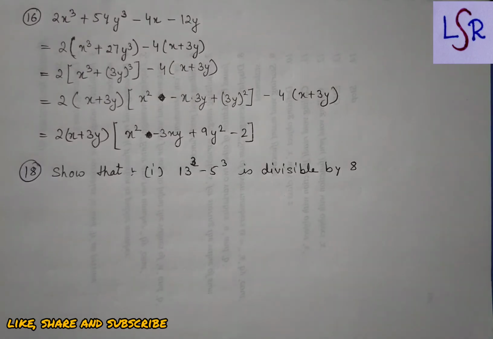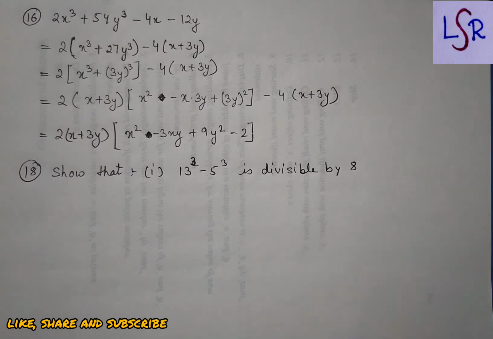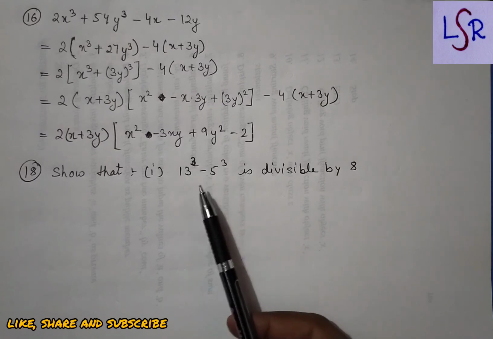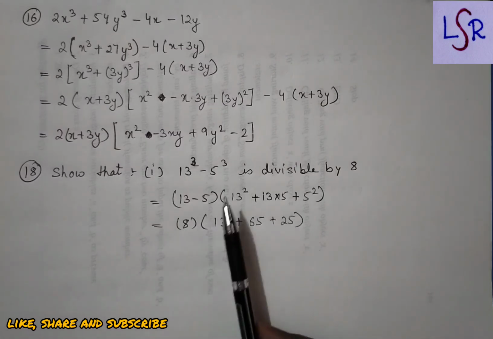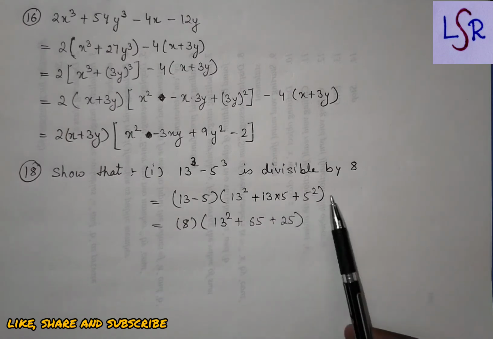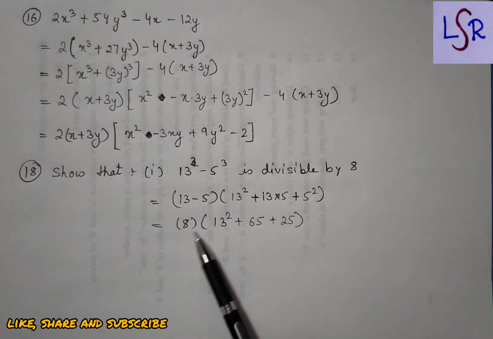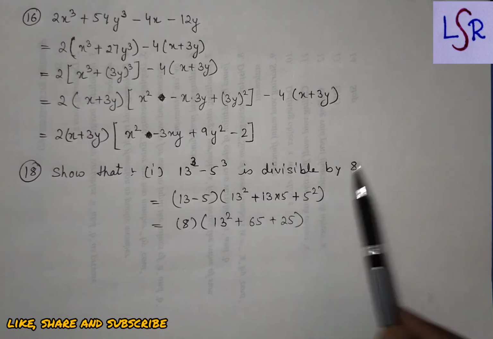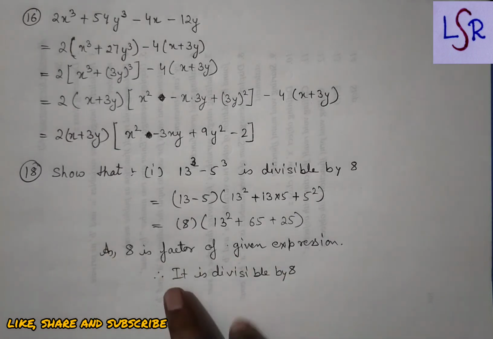Now in the next question, we have to show that this expression is divisible by 8. For that we are going to use the identity of a cube minus b cube for this expression. Now after using the identity we have got this a minus b and a square plus ab plus b square, and on solving 13 minus 5 we got 8. Now as 8 is a multiple of the whole expression, therefore this expression is divisible by 8. So as 8 is a factor of the given expression, it is divisible by 8.